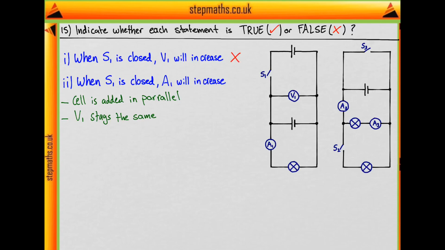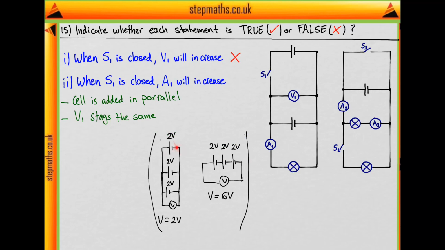This may go against your intuition, but you should know that when you add cells in parallel, the voltmeter would read a voltage of one of those cells. On the other hand, if you added those cells in series, your voltmeter would read a potential difference of the sum of all of the cells.